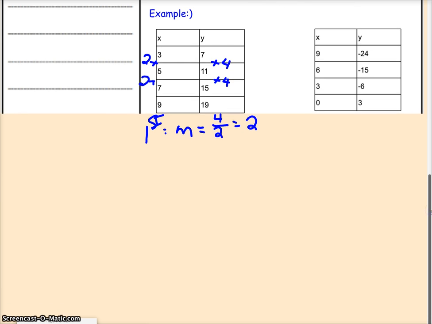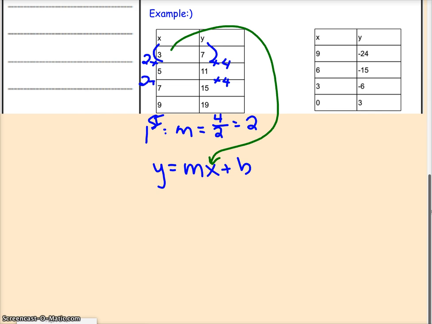Now I pick a point. Notice an x and a y is really a pair. Do you see how I put parentheses there? Now I have y equals mx plus b. This is the plug-in part. I'm going to put arrows so you can see where I'm plugging everything in. The x goes to the x. The y goes to the y. The m goes to the m. And then I'm going to solve for b. So find m, plug in, solve for b.